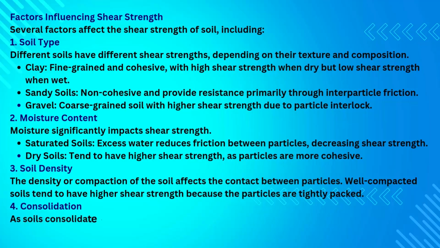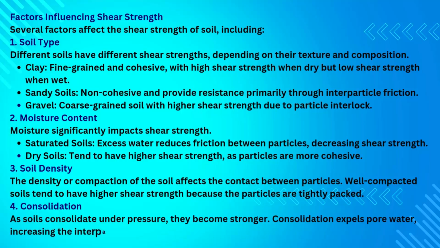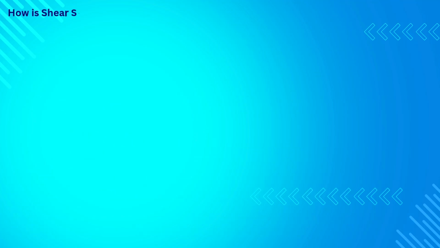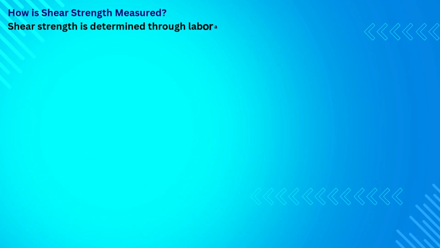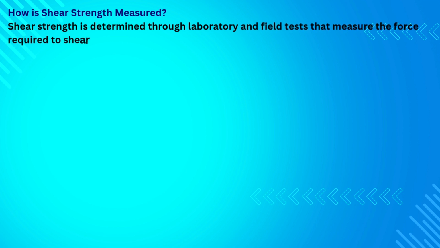4. Consolidation. As soils consolidate under pressure, they become stronger. Consolidation expels pore water, increasing the interparticle friction and improving shear strength. How is shear strength measured? Shear strength is determined through laboratory and field tests that measure the force required to shear a soil sample or the force required to cause failure in the field.